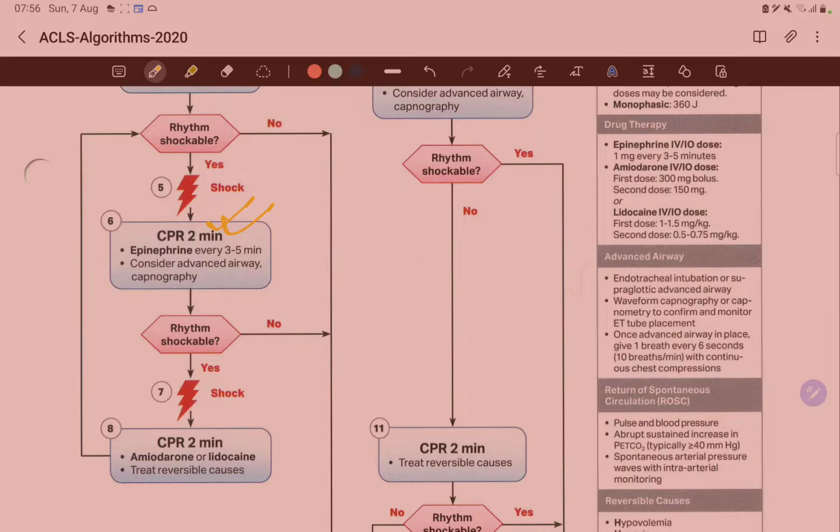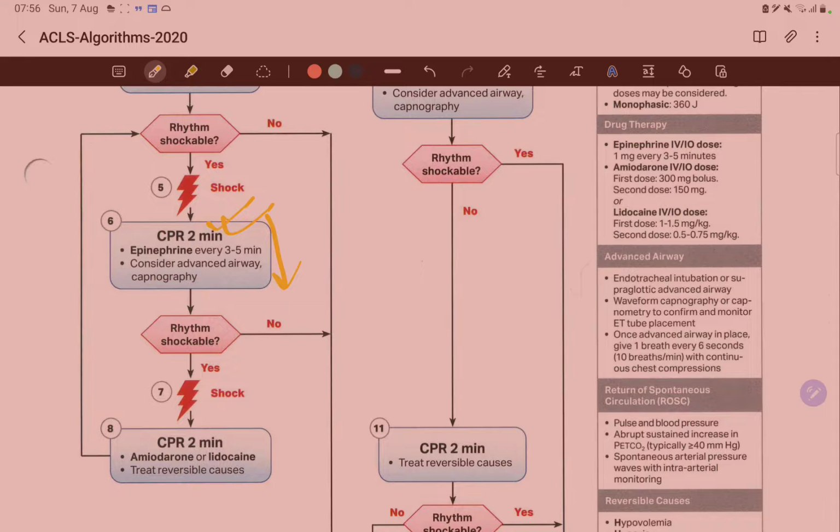Suppose this is the sternum, this is the xiphisternum. We have to place our hand in between here. Just after giving the shock, the compressor will keep the hand just above it and restart the compression as soon as possible. As soon as possible means just after giving the shock, we start the CPR for 2 minutes.